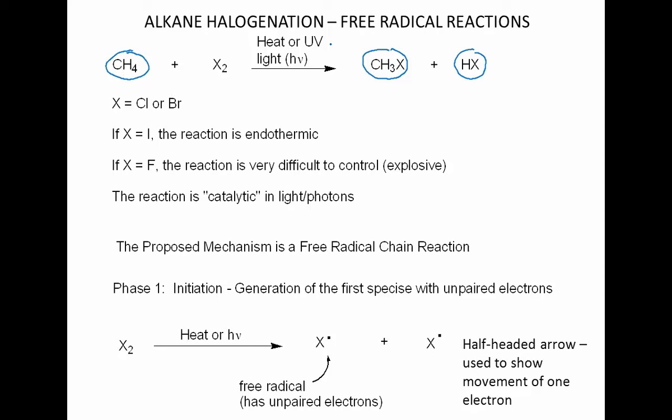This reaction has to be catalyzed, or we say activated, by either heat or ultraviolet light. And when we look at the mechanism, we'll see why that's required. X in this reaction has to be chlorine or bromine. It cannot be iodine because the reaction is endothermic. We'll look at that later when we look at how to calculate delta H for a reaction from bond energies, and we'll see that that actually is in fact the case.